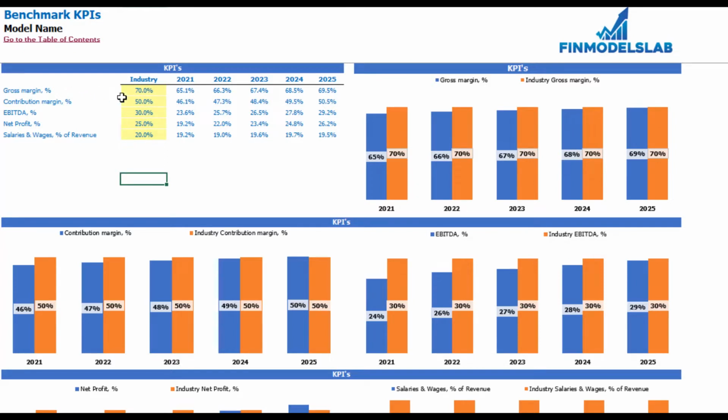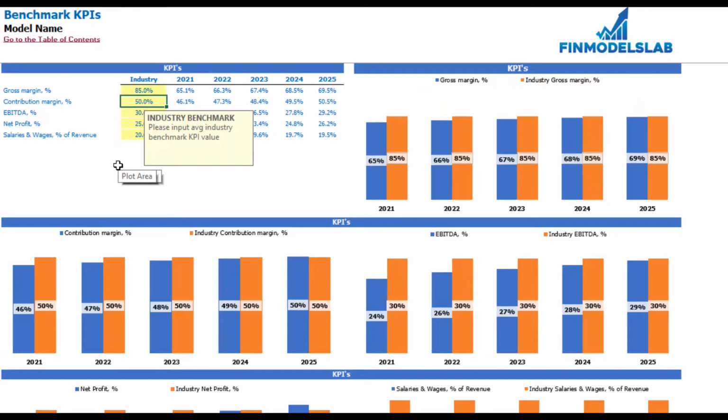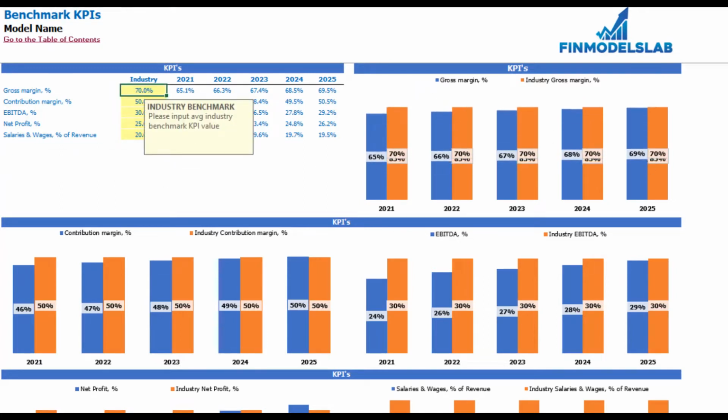For example, gross margin for your industry, for your particular country, is 85%. Below you may see the same information in graphical form. As the orange columns you may see the industry values.